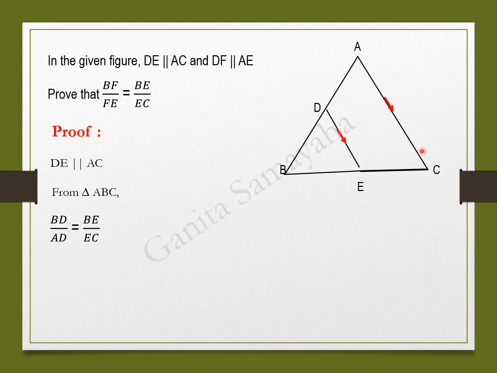So we have DE parallel to AC. I told you to choose the vertex that is opposite to these two parallel lines. We have chosen B. So BD by AD, again from B you have to start, BE by EC. We have written this. The reason is BPT and we call this statement 1. Is it clear? Now, this is our actual figure that is given to us. What is the other condition that is given? DF is parallel to AE. Isn't it, children? DF is parallel to AE.